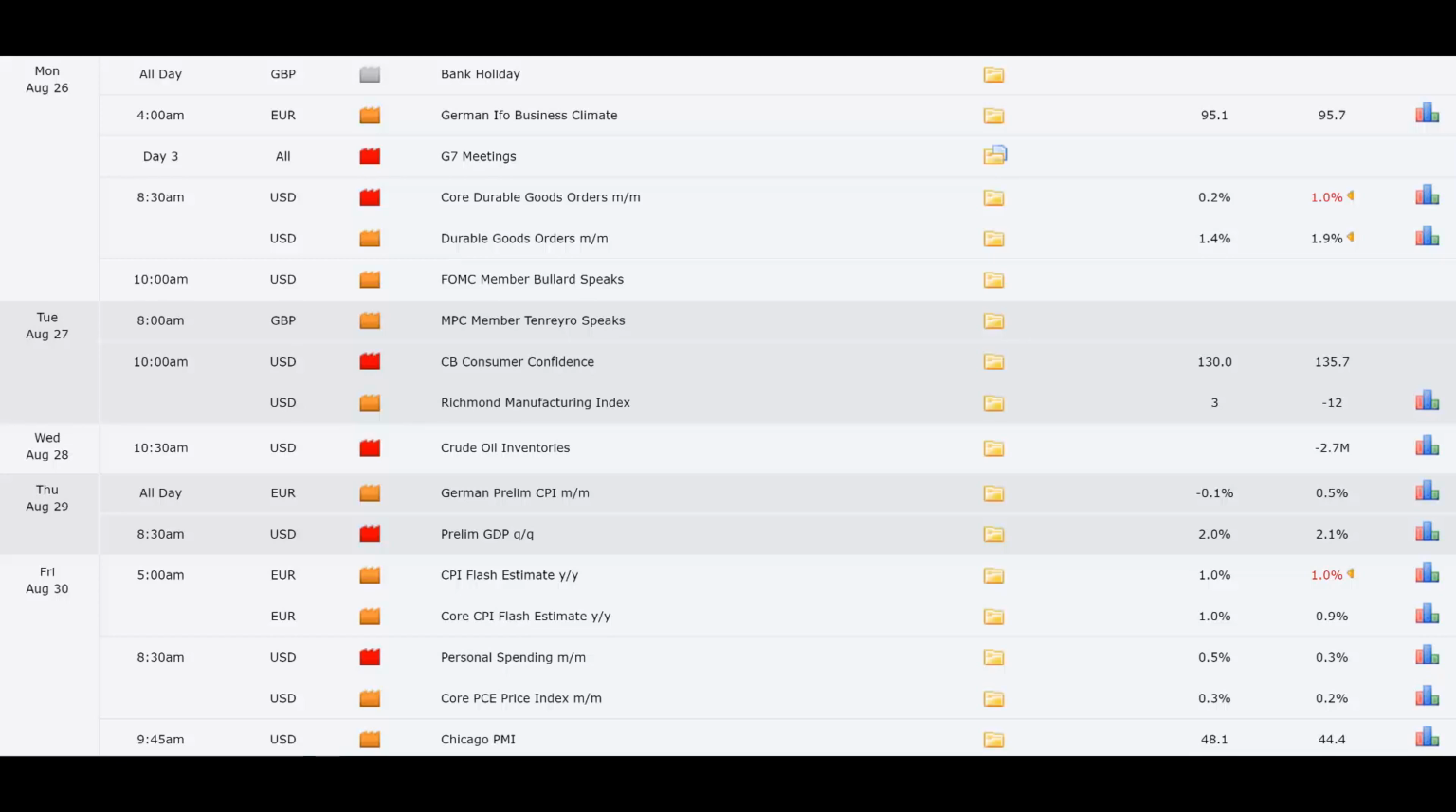Thursday, August 29th, medium impact all day long. There will be German preliminary CPI and 8:30 a.m. high impact preliminary GDP for the dollar. Friday we have at 5 a.m. medium impact CPI flash estimate, 8:30 a.m. New York Open high impact personal spending and core price index for the dollar index, and then we have Chicago PMI at 9:45 a.m. All right, so let's move over to the charts.